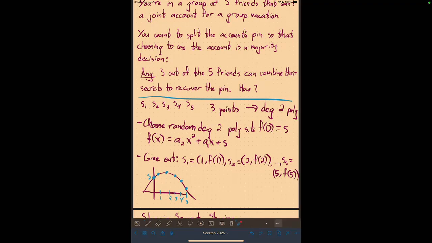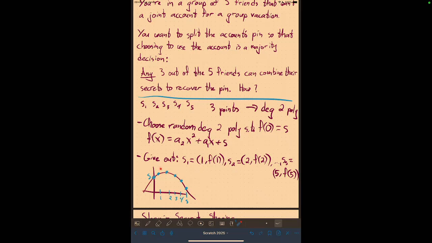So the key is, how do we do this? We just choose random coefficients, and that defines a degree 2 polynomial. And the thing is, if 3 friends get together, 3 points is enough to make a parabola through Lagrange interpolation. This is what we showed last time. If you have 3 points, you can interpolate those 3 points and recover the entire parabola, which gives you S.